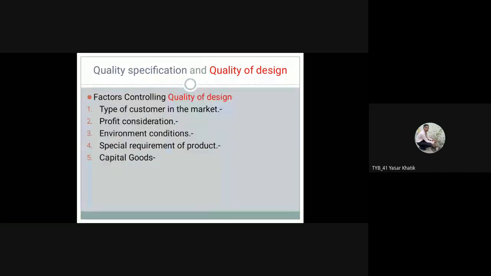Then factors controlling quality of design. Which factors are going to have a good impact on our quality design? So we will see type of the customer in the market.